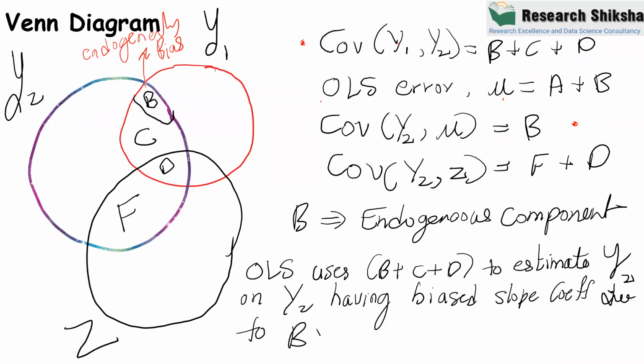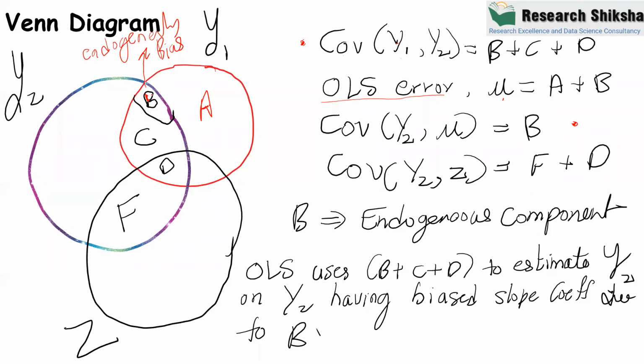What is the OLS error? This OLS error is actually the portion A. This is the portion A, which is not explained by the Y2. This portion is not explained by the Y2, plus some B, and this is the error term, the variance of the error term which is having the correlation with the Y2.